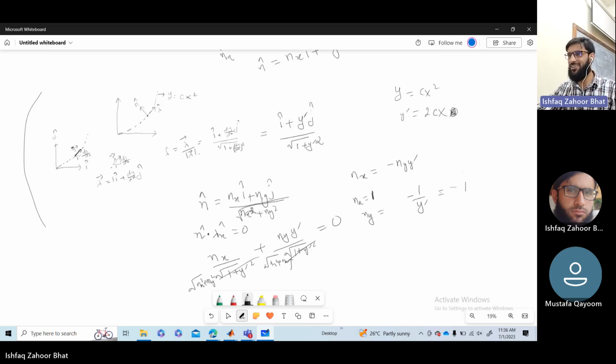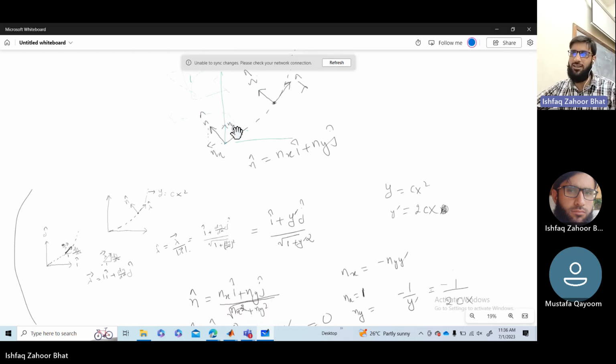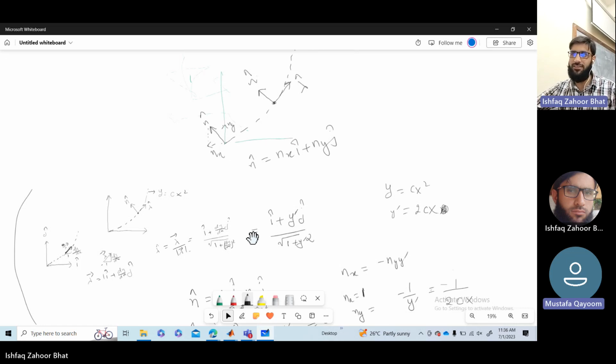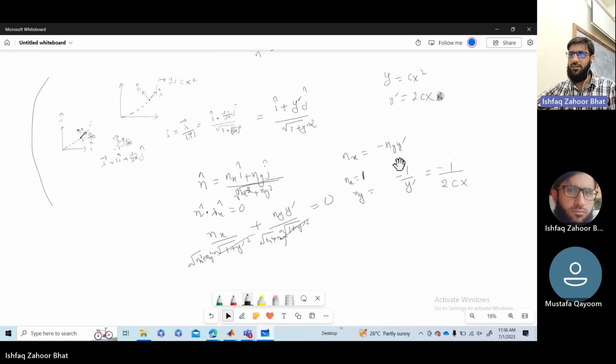So this is minus 1 upon twice cx. So this is nx, but I think I should correct my statement what I had made previously. Let me go back. Okay, so if this is a unit vector, then this is not nx and ny. I should call this something else. This is nx dash and ny dash. Okay, then what is nx dash and ny dash?